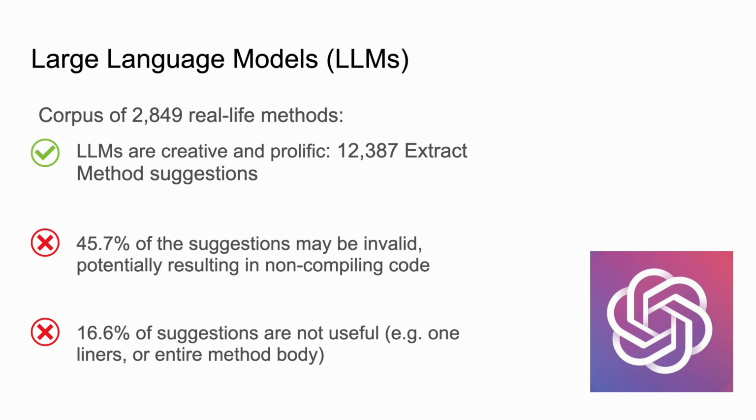Our experiment on more than 2,800 real-life methods from open-source projects in which developers performed ExtractMethod refactoring reveals that LLMs are creative and prolific, generating more than 12,300 ExtractMethod suggestions. However, more than 45% of these suggestions are invalid, potentially resulting in non-compiling code. And almost 17% were not useful, for example one-liners or entire method body.